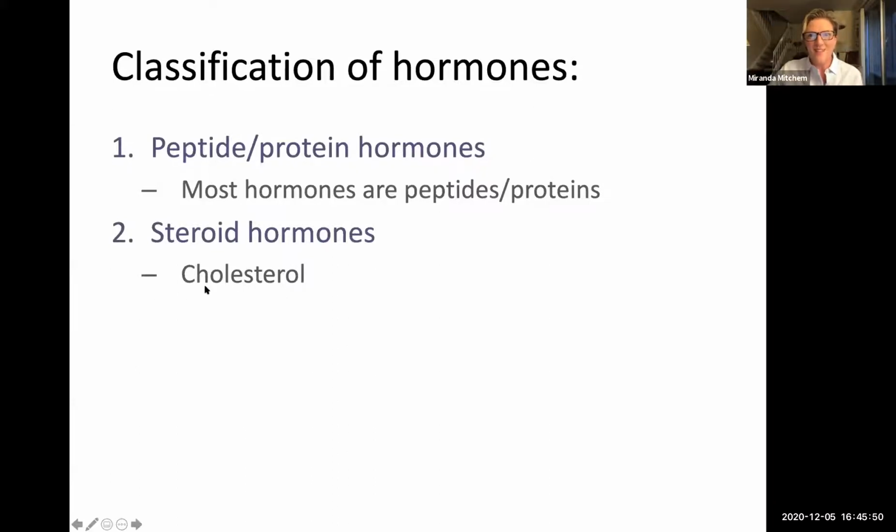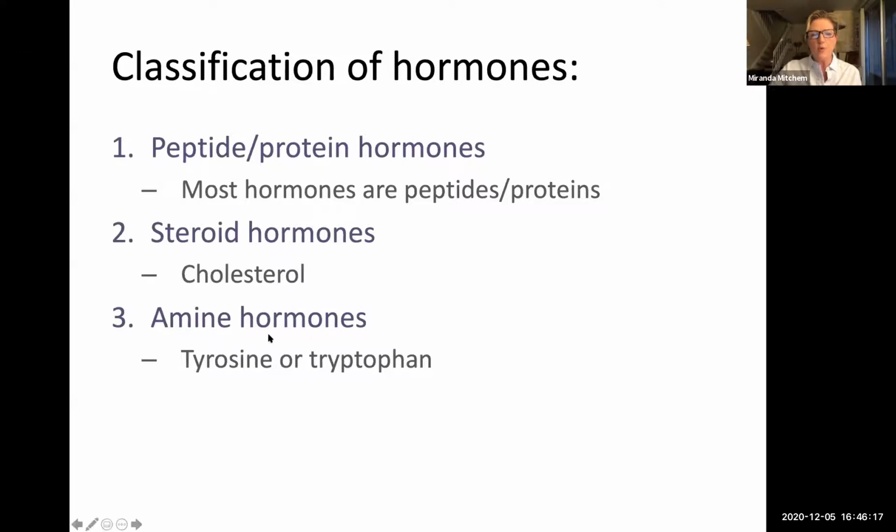So we spend a lot of time in medicine talking about the damaging effects of elevated cholesterol, the bad cholesterol. But here's an example of where cholesterol is beneficial through the creation of our different steroid hormones. And then the amine hormones are based either on tyrosine or tryptophan. So these are the two amino acids that can be used as the basis of this group of hormones.